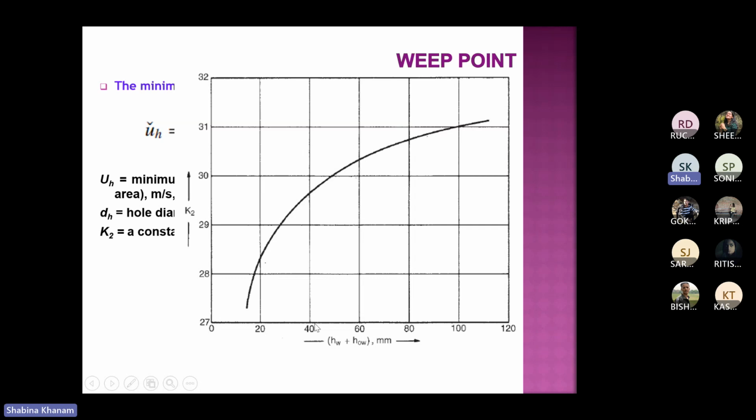On the x-axis I have HW plus HOW. HW is basically the weir height. However, HOW you can calculate by this expression, 750 times this term. Here capital LW is the liquid flow rate of that region where the plate is available, and small lw is the length of the chord of the tray, the chord of the tray.